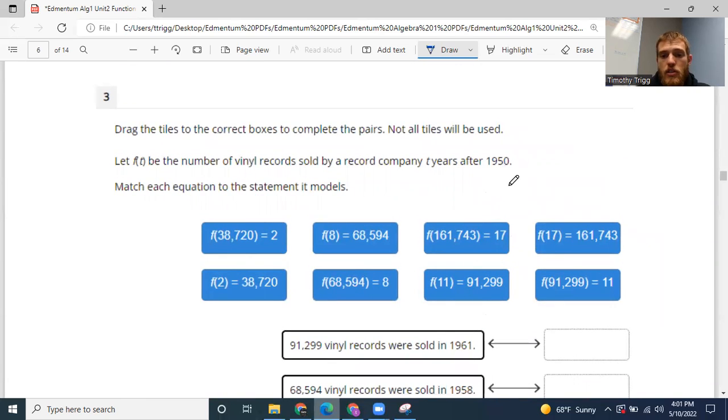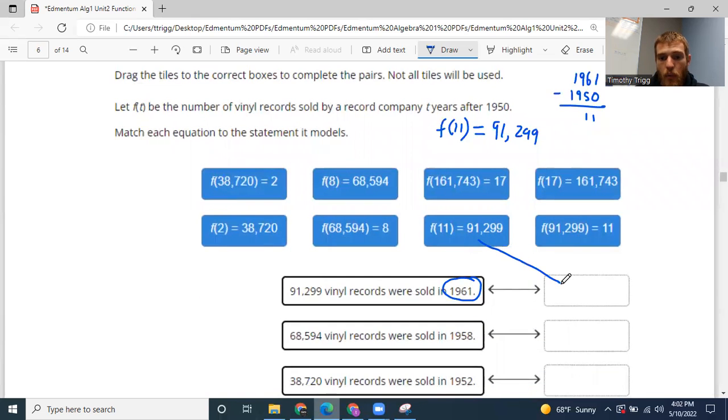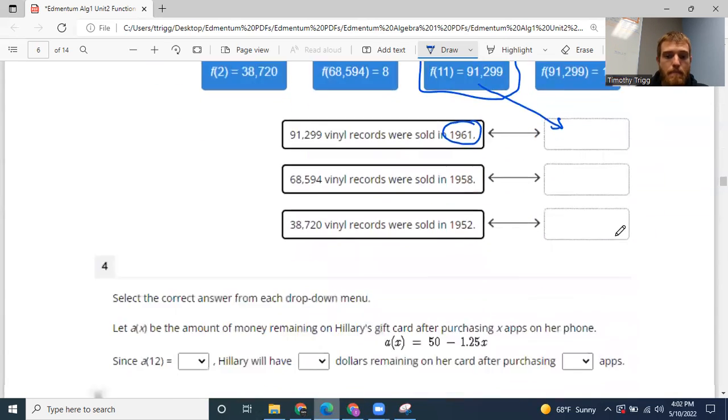Okay, so how many years is that since 1950? So what you do is 1961 minus 1950. And this tells you how many years since 1950. Well, that's 11 years. So my function would be f of 11, since 1961 is 11 years after 1950. And the result, or the output, should be 91,299. So this one would go right here. Okay. Based on that, figure out the rest.